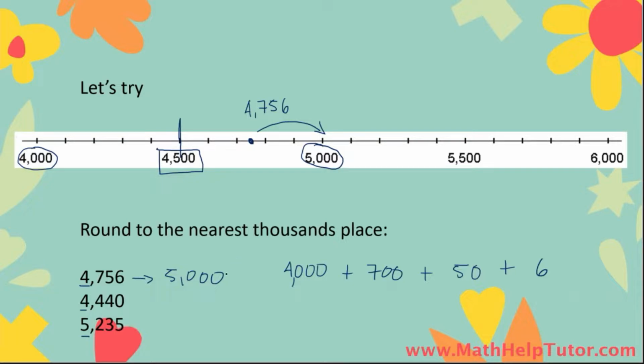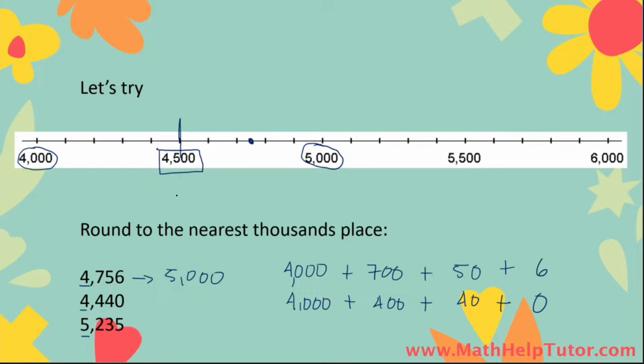Next, let's consider our next number, which is 4,440. So let's write first the expanded form of our number. That's 4,000 plus 400 plus 40 plus 0. So our current thousands place is 4,000, and that's the same for our previous number. The next thousands place is 5,000, and the middle value is 4,500.